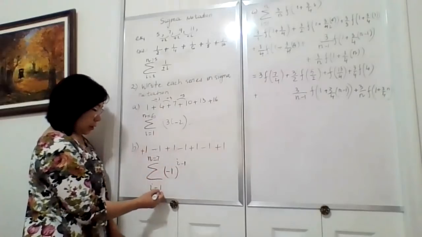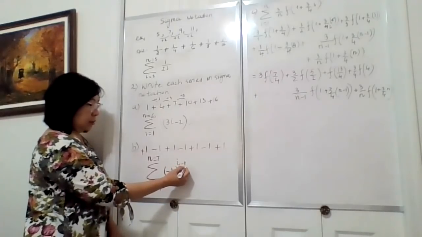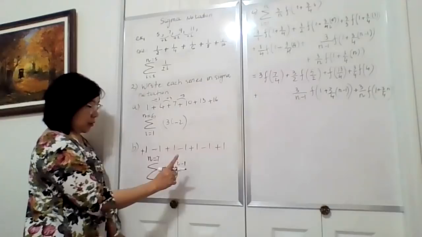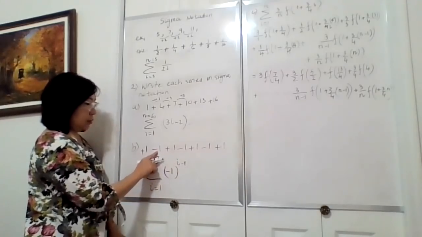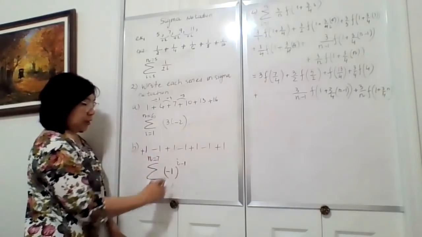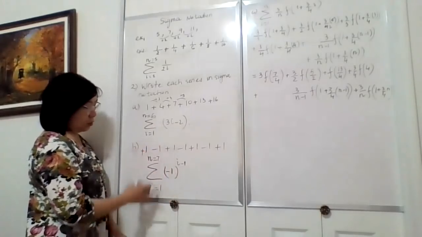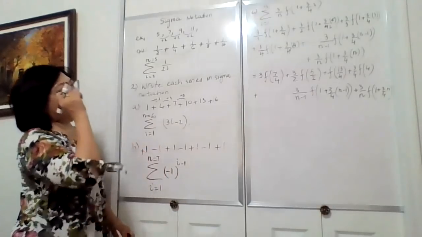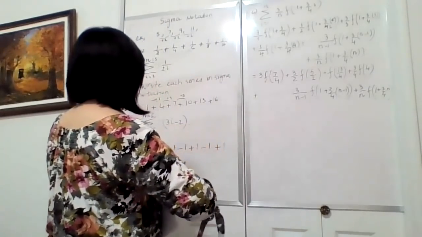Now let's check. If I equal 2, then this will be 2 minus 1, and 2 minus 1 is 1. So minus 1 to the power 1 is just minus 1. So it seems to be okay, right? So that's how we write it in sigma notation. We test 2 terms and we get this. So that must be correct. Okay, so now let me give you another example.